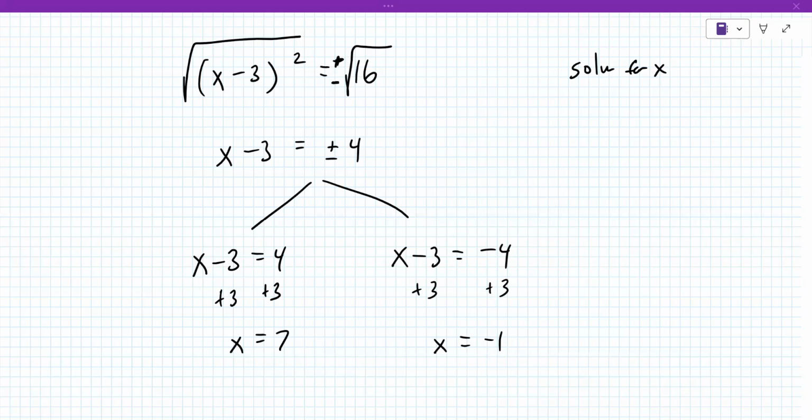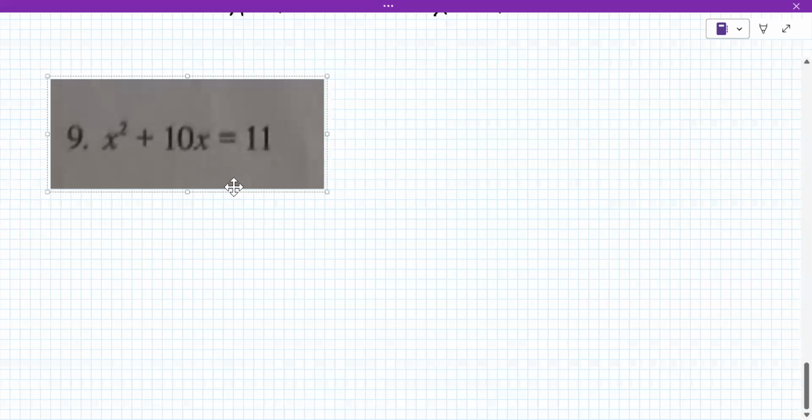Oh, no, I'm sorry. There is a 9. There's an x squared plus 10x equals 11. I'm sorry, I didn't catch that. It's okay. For the other quiz, it would be the second page. I see that. Yeah.